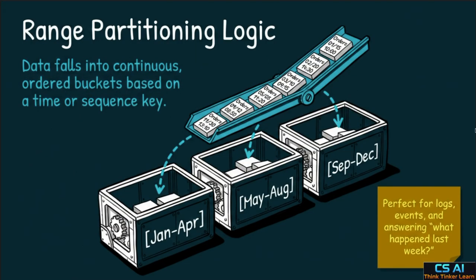Range partitioning is our first strategy. Think of it as putting data into chronological buckets, perfect for logs, events, or answering simple questions like what happened last week. It's ordered, continuous, and highly intuitive for time series workloads.